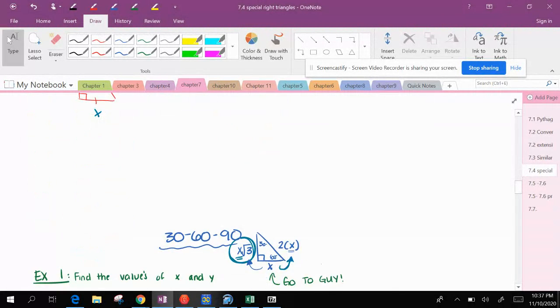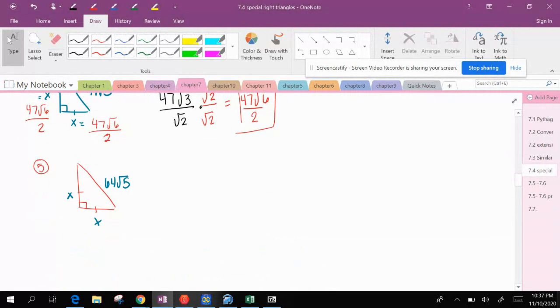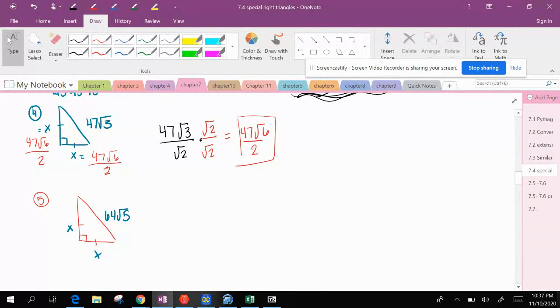How about last question? Last question of the day. What are the leg lengths for number 5?